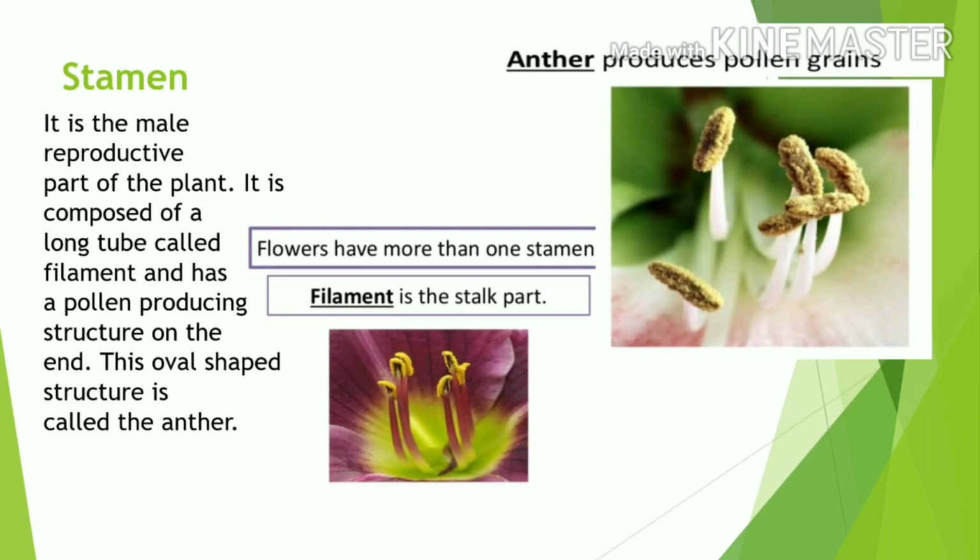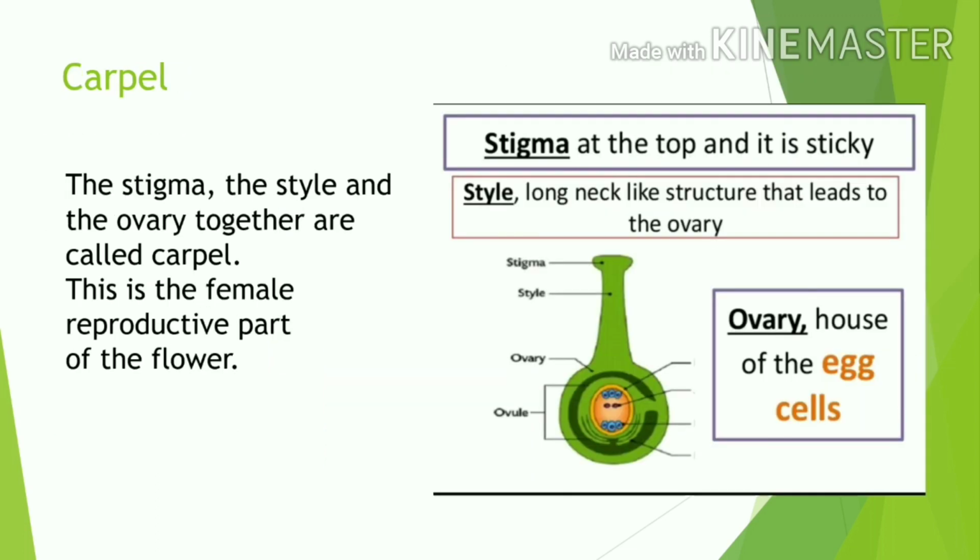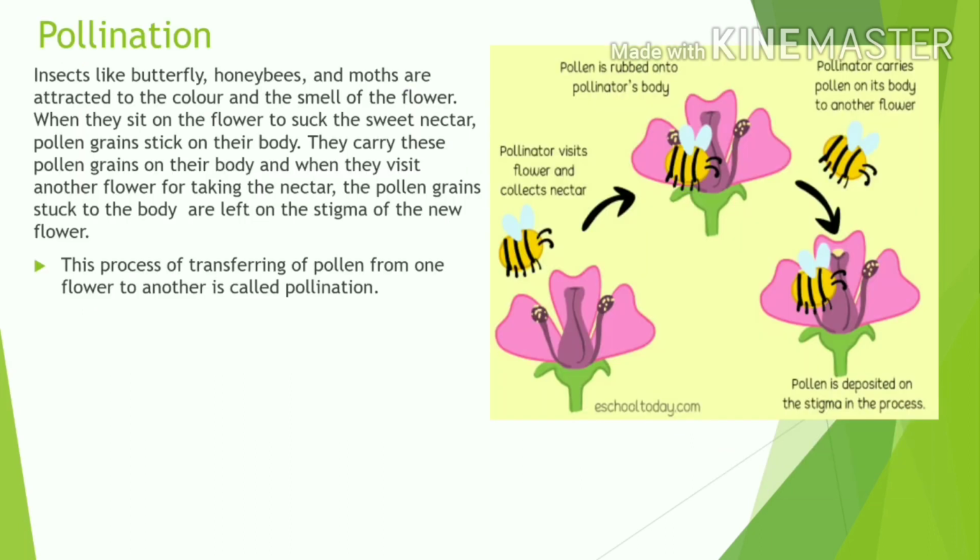So what happened? First of all, these pollen grains, these things are stuck with their body. Then when they fly to another flower, then what happened? Because this stigma is a sticky portion, those pollens stick to this stigma part. Alright, so that is how the pollination process occurs.